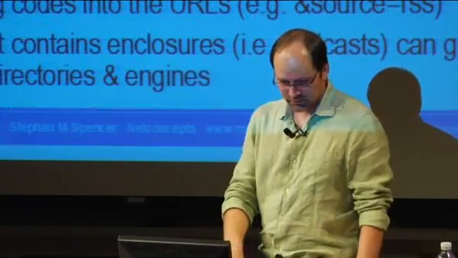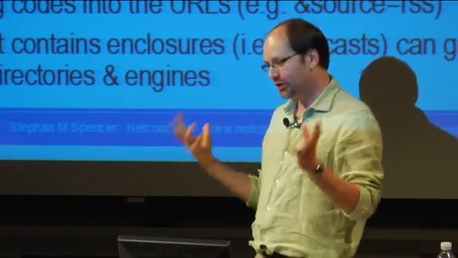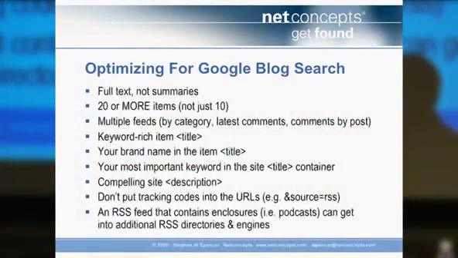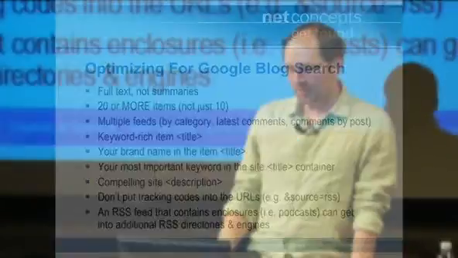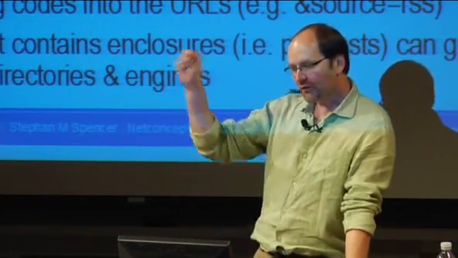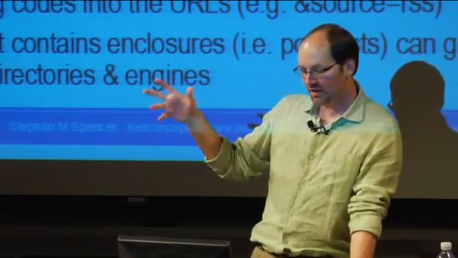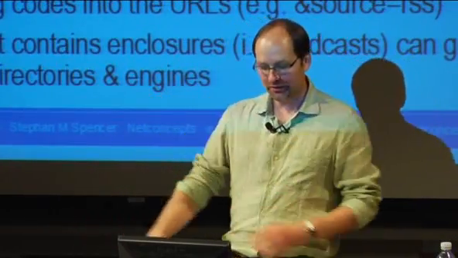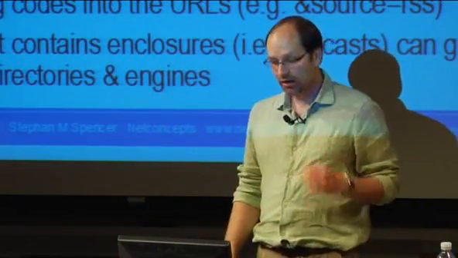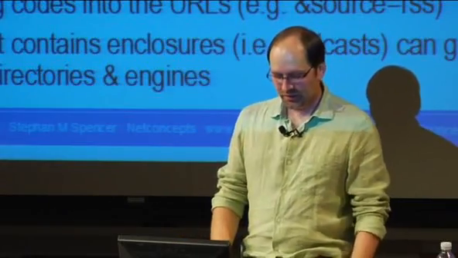Another thing is just good keyword-rich descriptions and titles. All the same general principles of basic SEO copywriting apply yet again when you're optimizing for Google blog search and just for feed optimization in general. Having a good keyword-rich item title for every single post, having your brand name in the item title as well, it's good. The main title container for the feed itself, you want to have your most important keyword in there, and probably the name of your site would go in there as well.